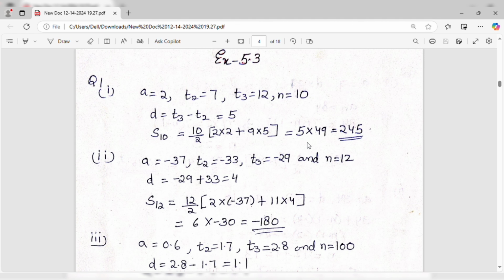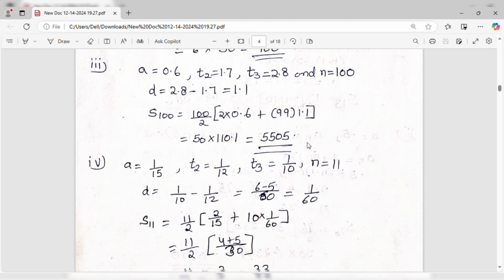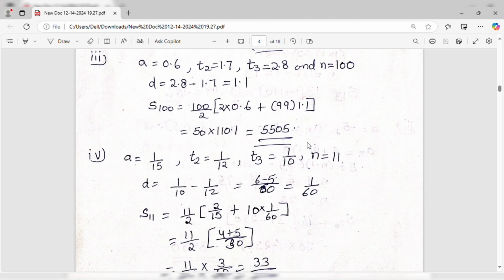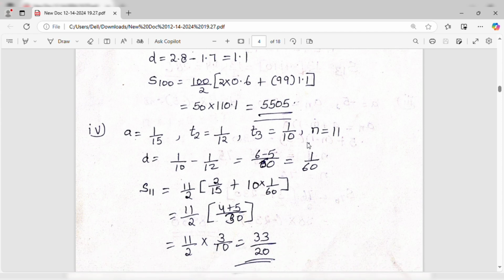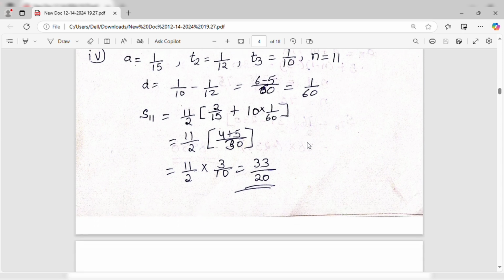In the third part, a is 0.6, the second term is 1.7, the third term is 2.8 and n is 100. So we will get d as 1.1, S100 would be 5505. In the fourth part, here the AP is in fractions. So the first term is 1 by 15, second term is 1 by 12, third term is 1 by 10 and n is 11. We will get d as 1 by 60 and by using the formula Sn we will get S11 as 33 by 20.